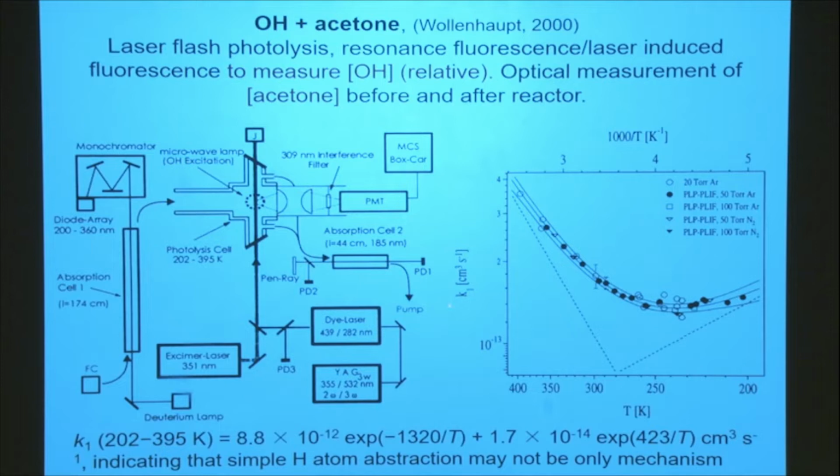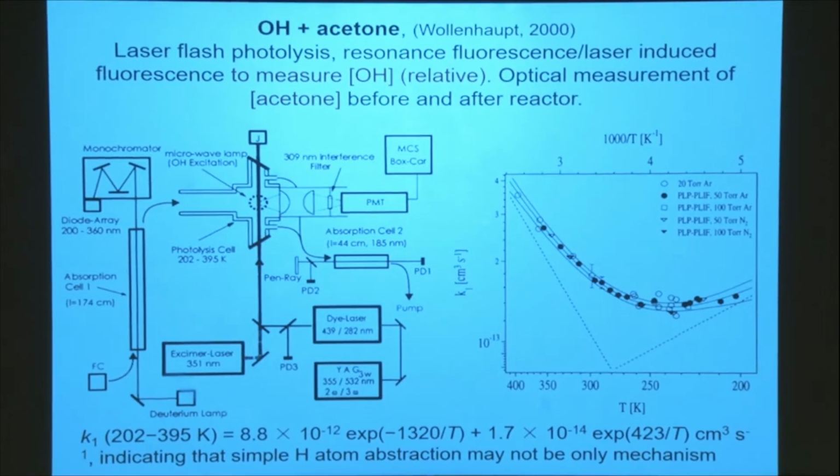Sometimes we don't see a single decay curve, and we don't even see Arrhenius-type behavior in our data. Here we've got OH plus acetone, and you can see that the plot of the rate constant versus temperature doesn't look like an Arrhenius, and in fact it looks like we've got activation energies for this reaction of different signs going on. And so we've potentially got something strange going on here.